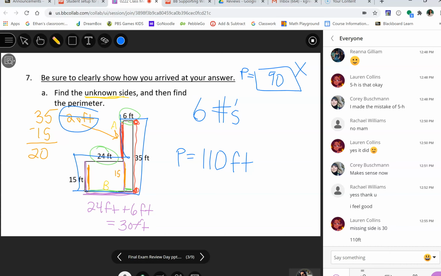But I can look at your scratch work and be like, oh, they knew what they were doing. They just forgot one side. So maybe I'll give you half the points. Or, I can give you partial credit if you submit your work. So on your paper, you would show that you added 6 plus 35.